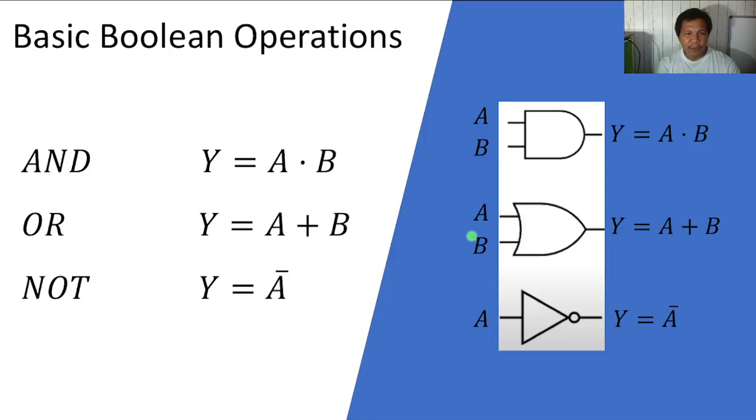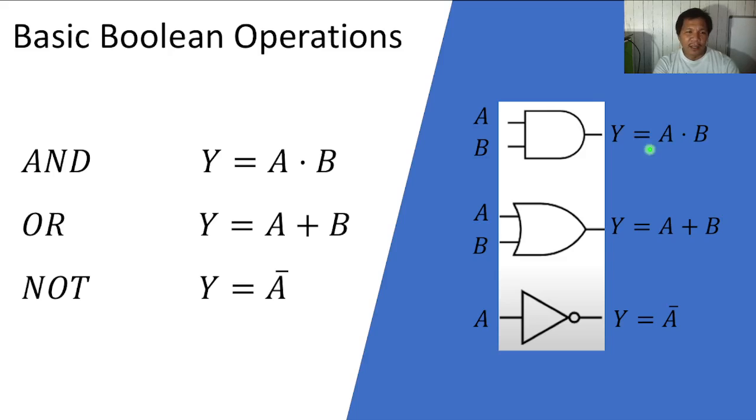Now, if we relate the Boolean operations into the equivalent logic symbols, when we say AND gate, right here is the symbol for AND gate. Take note of this. This is the symbol for AND gate, where A and B are the inputs of your AND gate. So meaning to say, the output of your AND gate is just the product of your inputs.